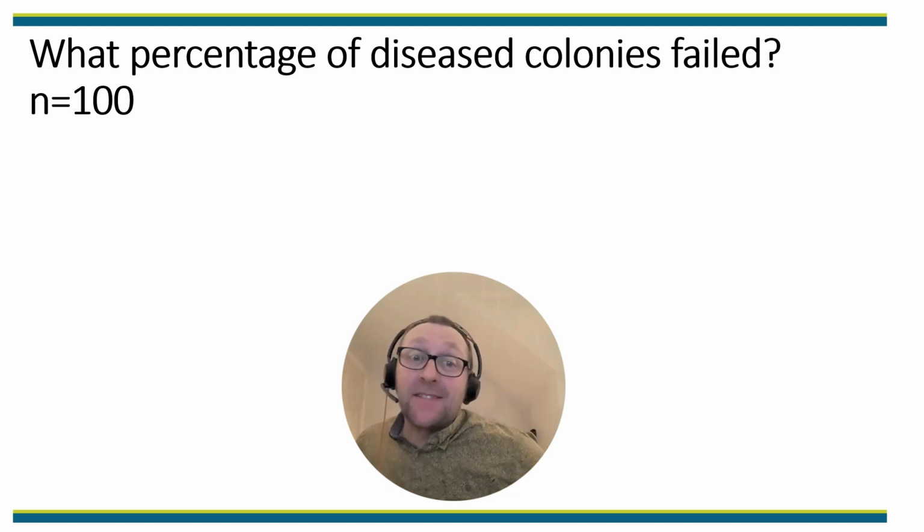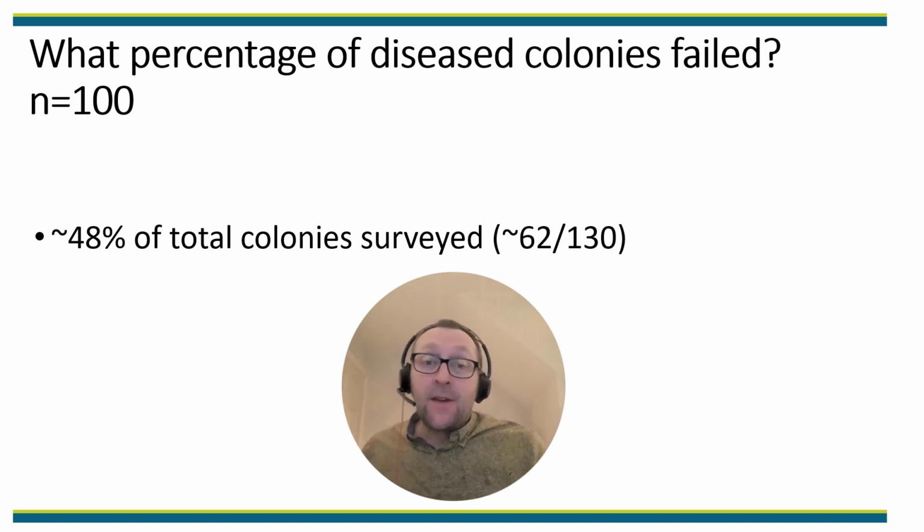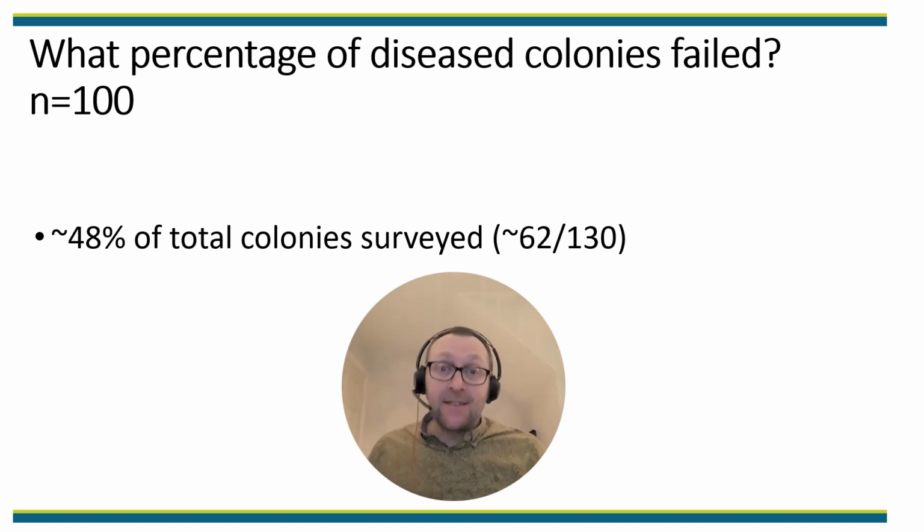The next question that we asked was, what percentage of those colonies that were diseased failed as a result of the disease? And again, around 100 or so respondents for this question. Of the 130 colonies which were found to have disease through our small survey of attendees of the evening lecture, around half of those, 62 colonies, were suggested to have failed. That is quite similar actually to the literature, which is between 40 and 50% of colonies that actually suffer from this disease fail as a result of it.